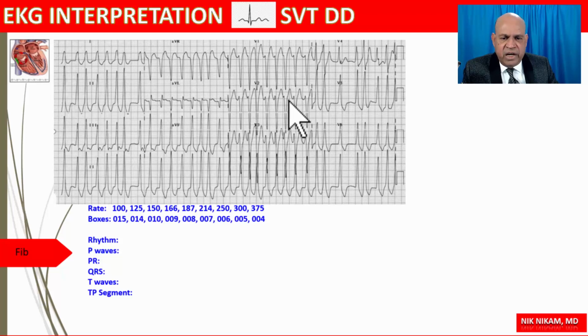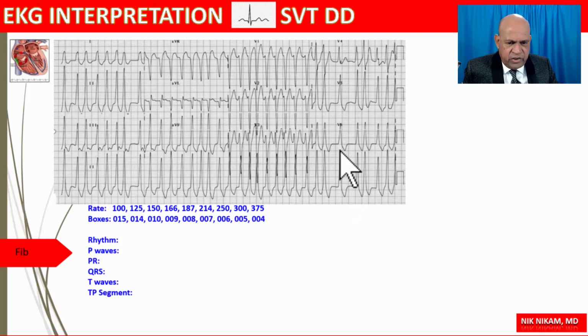The only differential diagnosis in this tracing would be atrial flutter with one-to-one conduction or atrial fibrillation. More than likely this is atrial fibrillation because of grossly variable RR intervals. The next thing is, is the QRS complex narrow or wide? It's kind of hard to say with this small electrocardiogram.